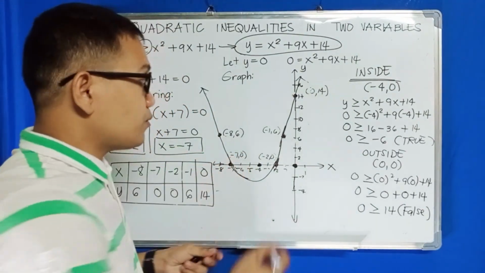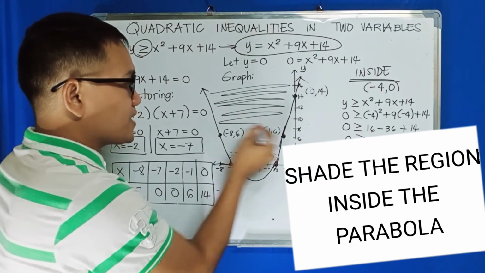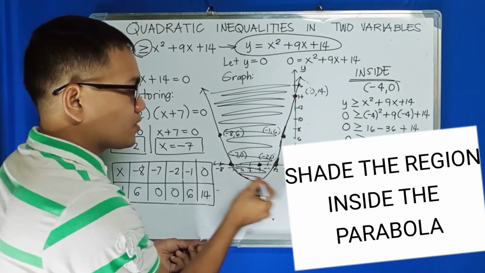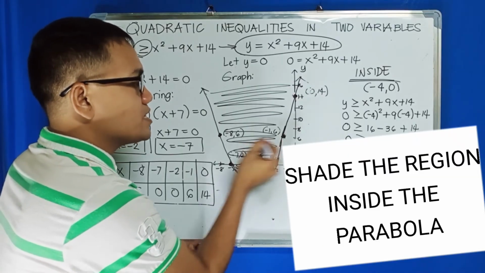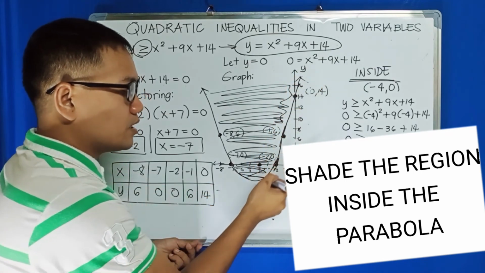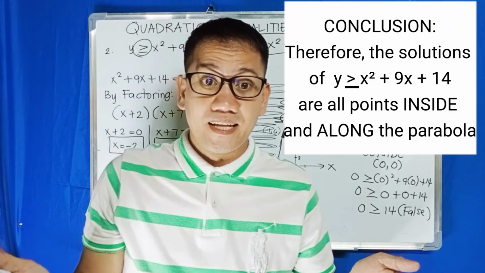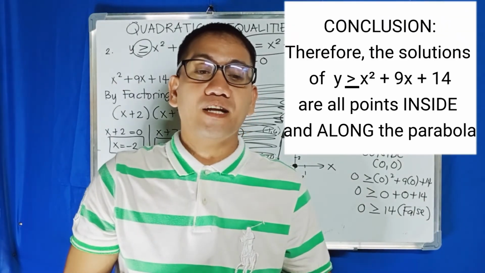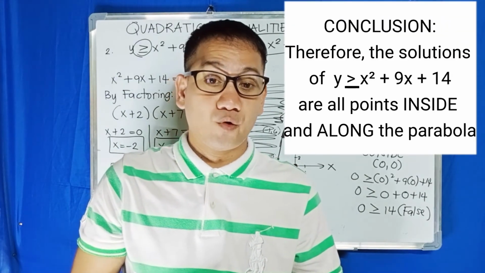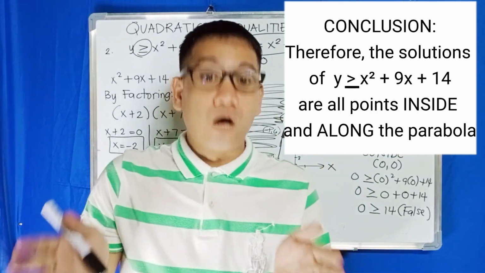So to give the graph of our quadratic inequality, we will shade all points that are present inside our parabola. This justifies that all points here are all solutions of our quadratic inequality, including the points that are along our parabola. And for our conclusion, we can state that the solutions of y greater than or equal to x squared plus 9x plus 14 are all points inside our parabola and points along our parabola.